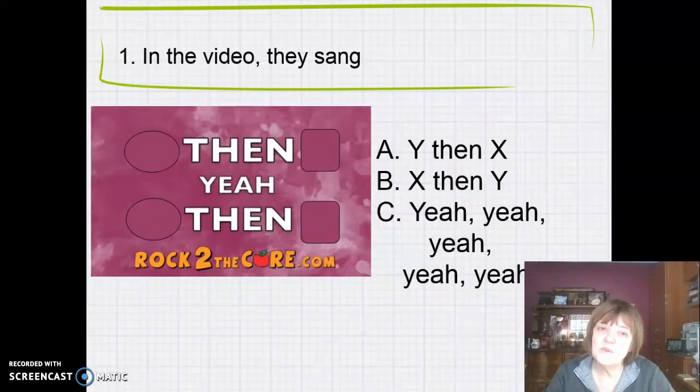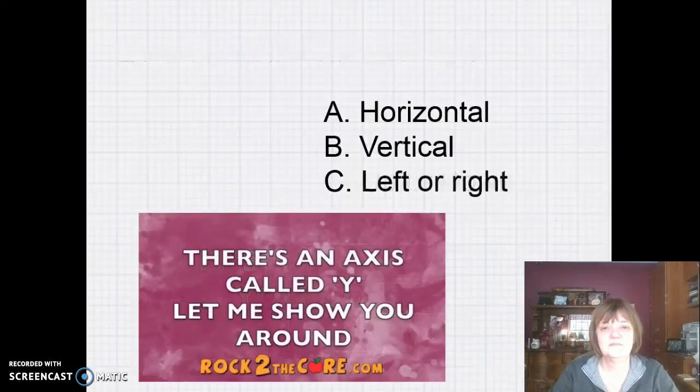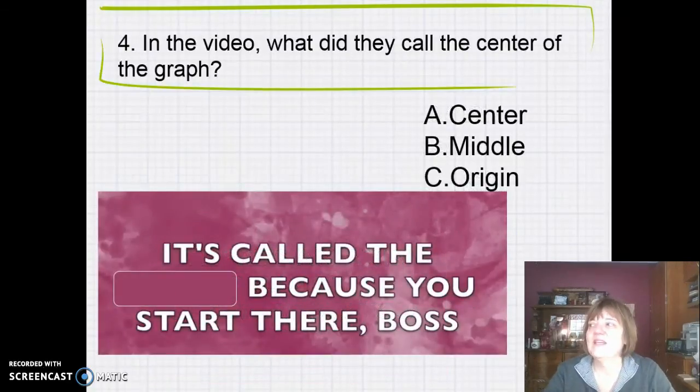Okay, question number 1. You heard them singing something, then something, yeah, something, then something. What did they sing? Okay, and the next question here, which way does X go? Now, which way does Y go? Hopefully you got X right, and you'll get Y right too. Last question. What did they call the center of the graph?